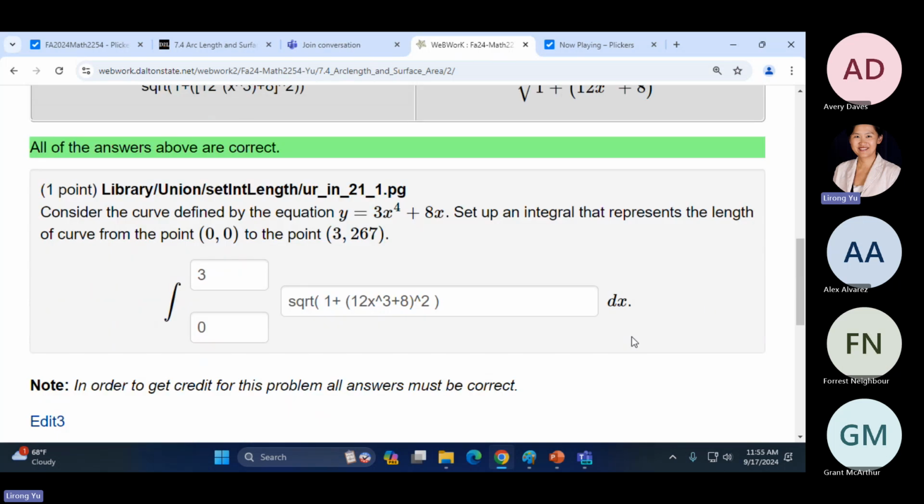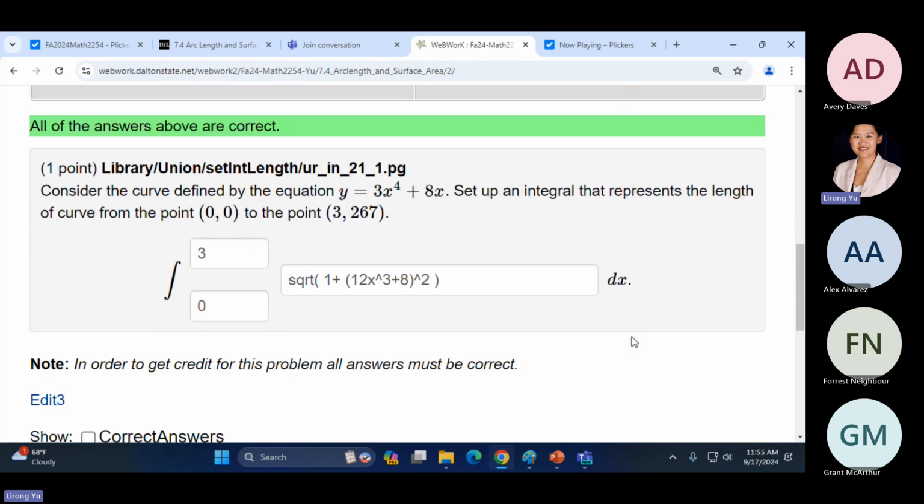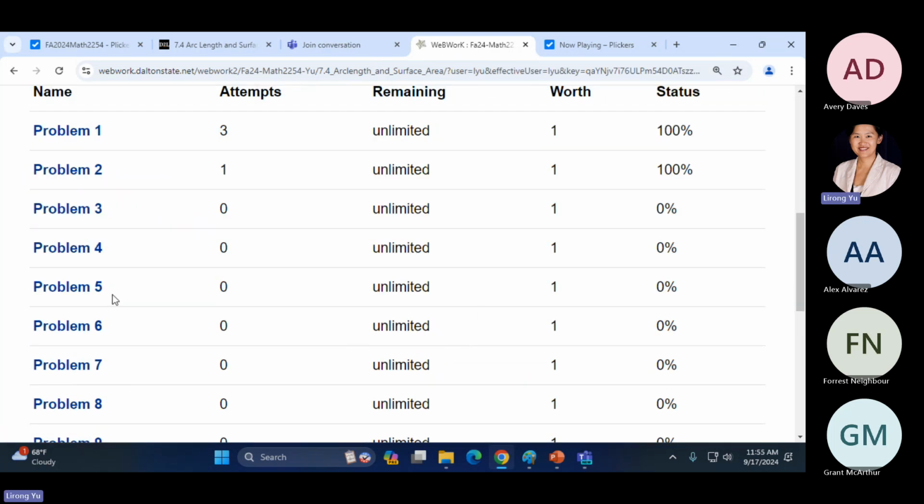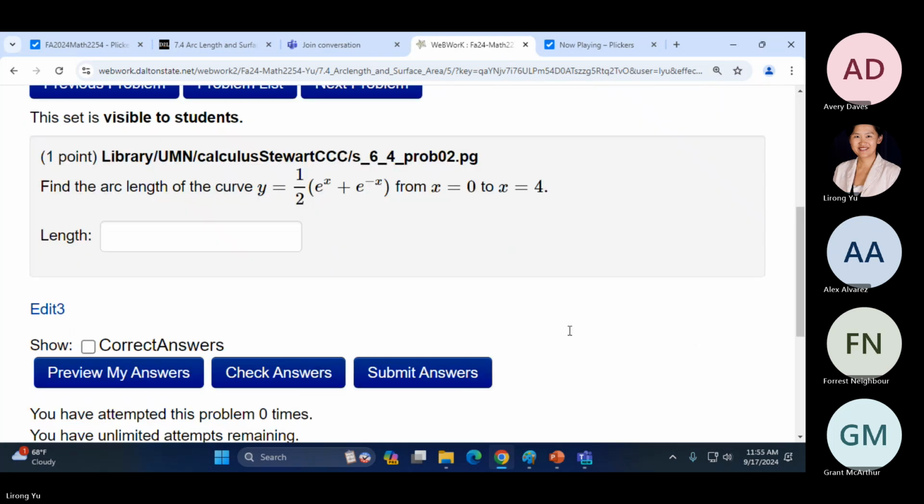That's the second question. Are they all like this, or is it just the first few? It's like the first three, I think. So you can see the first few are some setup. Finding the arc length. So this is the kind of question where we have to do calculation.